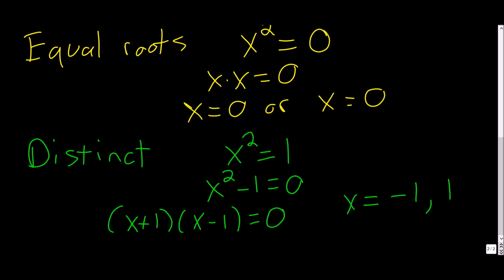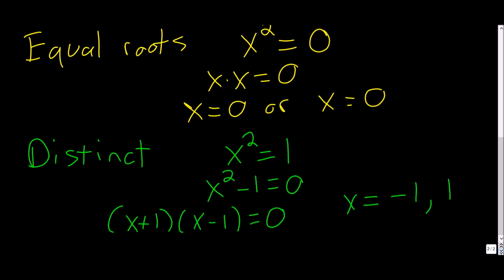Now that looks different on a graph than the other one. The top one, we factored as x times x equals 0. We got 2 of the same roots. This one we had different roots because of the way that it factored. But basically, when you get down to your roots, if they're the same, then they're equal. If they're not the same, then they're distinct.